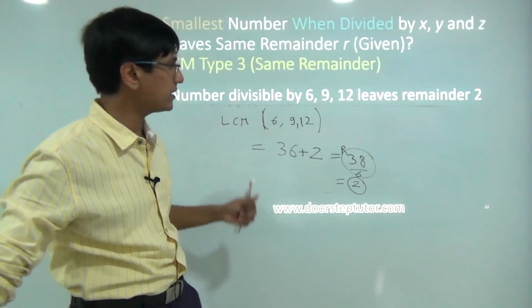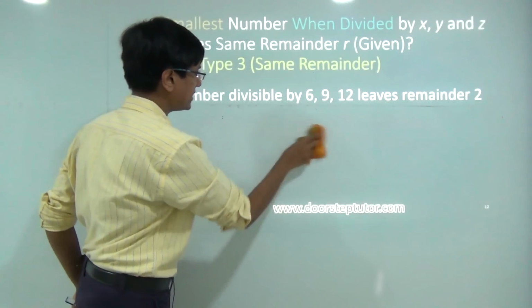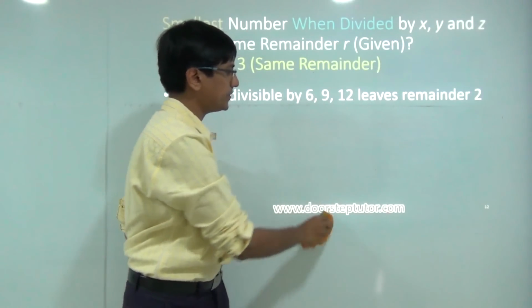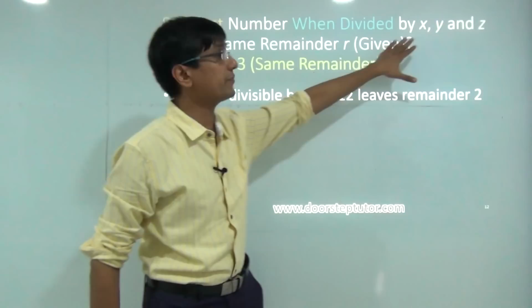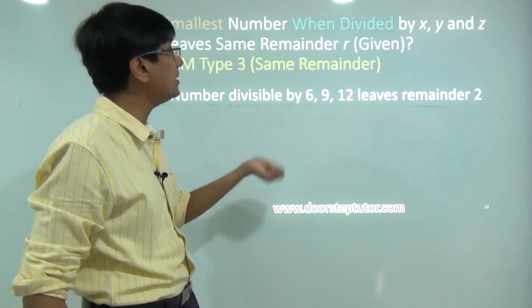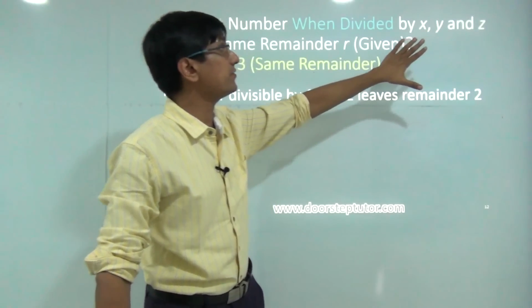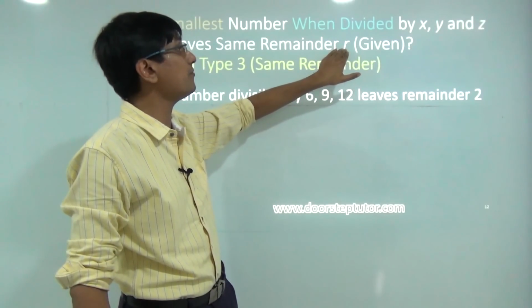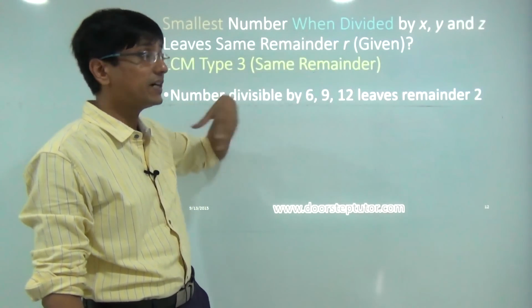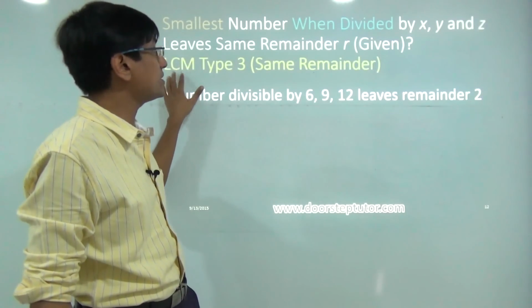So in all of these cases, don't confuse it with HCF problems. It's very easy to confuse this with an HCF problem. I have not been asked to find the factor of x, y and z. I have been asked to find a multiple, a number which is divisible by x, y and z, and I get a remainder of r. So I have been asked a multiple. This is a multiple problem, not a factor problem. So it somehow involves LCM.